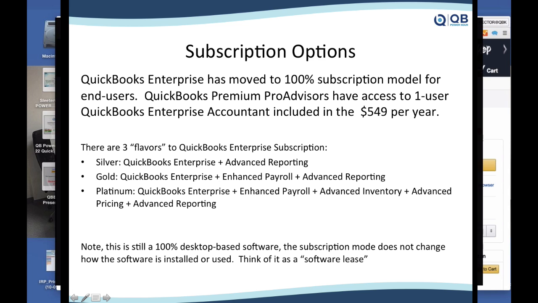There's the gold subscription, which is basically the silver plus the enhanced payroll. That's all built in and rolled into the price. And then the platinum, which is going to have the QuickBooks Enterprise core, the enhanced payroll, the advanced inventory, and the advanced pricing. And now this is still 100% desktop software.